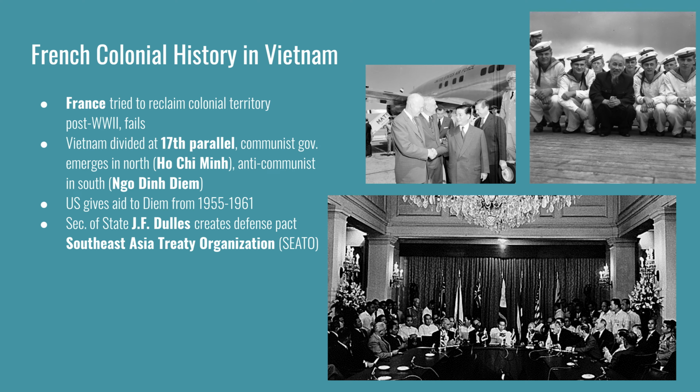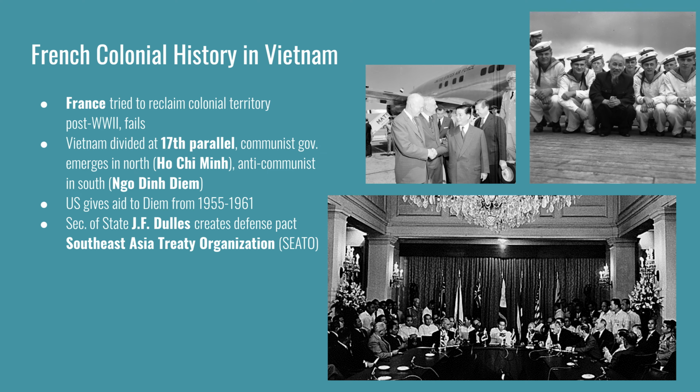Two governments emerged at the end of this, divided by the 17th parallel. A communist government in the north under the leadership of Ho Chi Minh, and an anti-communist government in the south led by Ngo Dinh Diem. The US supported Diem for trying to keep communism from spreading, but Diem was unpopular with the South Vietnamese. Diem assumed dictatorial powers and repressed opposition.